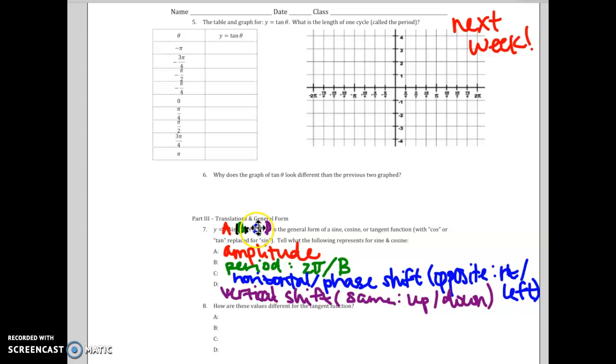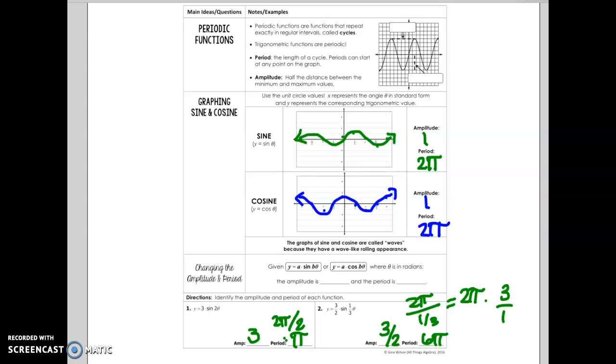You could also call it H if that's what you like better. And then again, it's opposite. So that's your right-left shift. So if it's minus a value, we're going to go to the right. And then outside is that vertical shift, and it's the same. We're going to go up or down. Okay, so we're going to practice those a little bit.